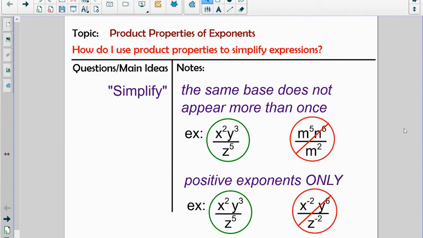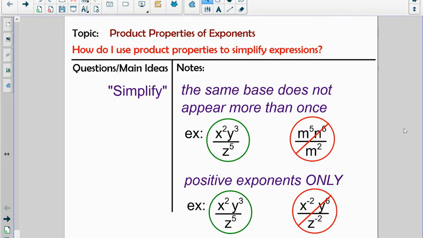All right, let's talk product properties of exponents today. Basically, just remember, anytime you see the word product in math, you're thinking of multiplication. So all of these properties are going to have to do with multiplying powers together and what we can do with the exponent as a shortcut.